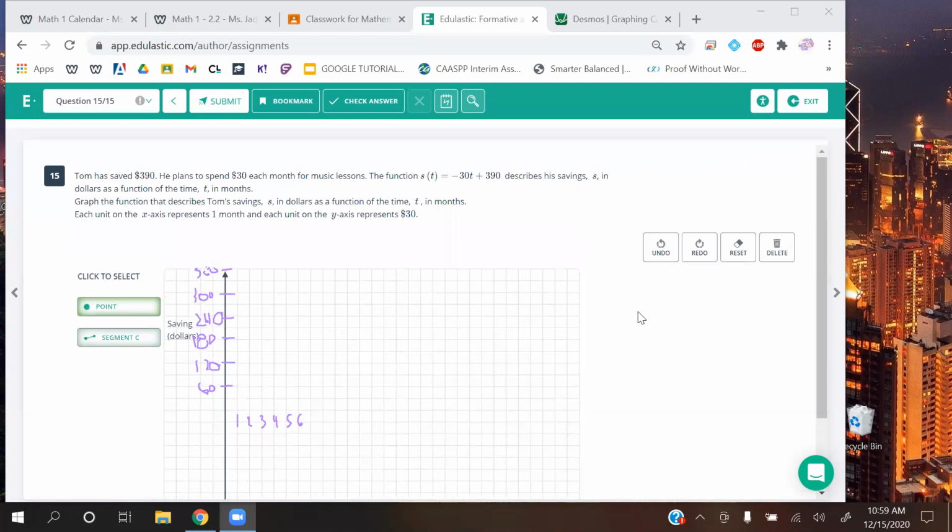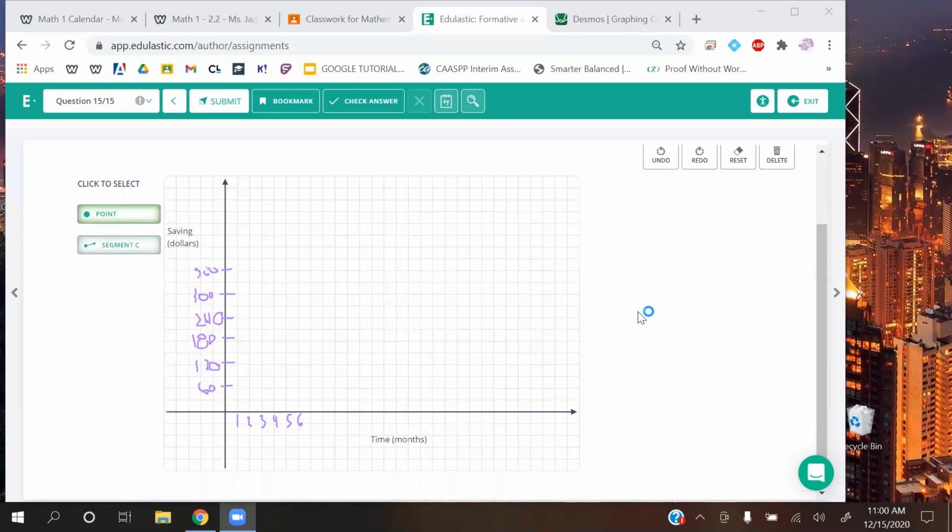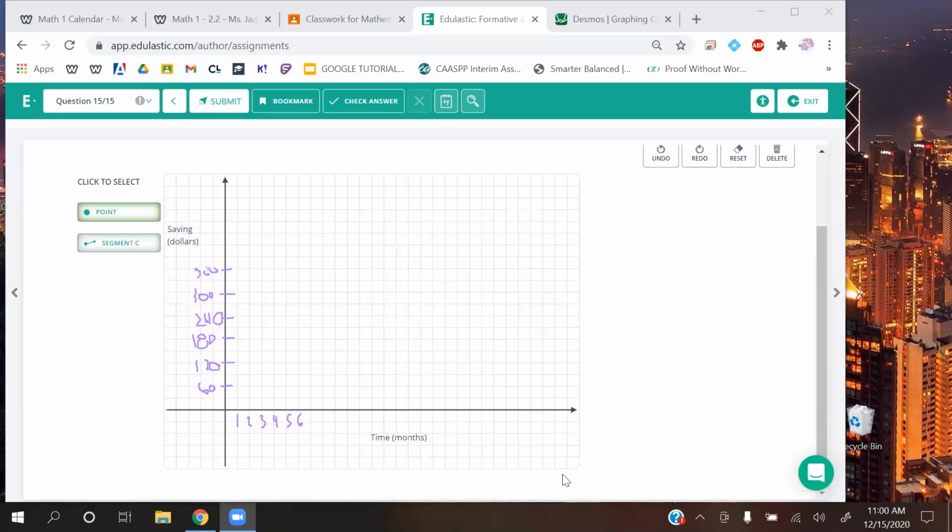I need to see. So the function is negative 30t plus 390. Okay, negative 30t plus 390. I'm going to write it out. Negative 30t plus 390. Okay, so when you are graphing this, let's start off with our y-intercept. The y-intercept is the number that's at the very end. So if it says plus 390, that means we have a y-intercept at 390. This is the point 390 because it's on the y-axis and it is 390 tall.